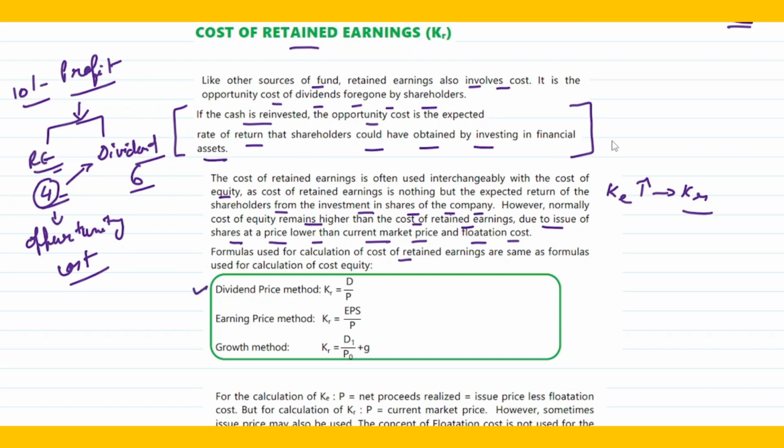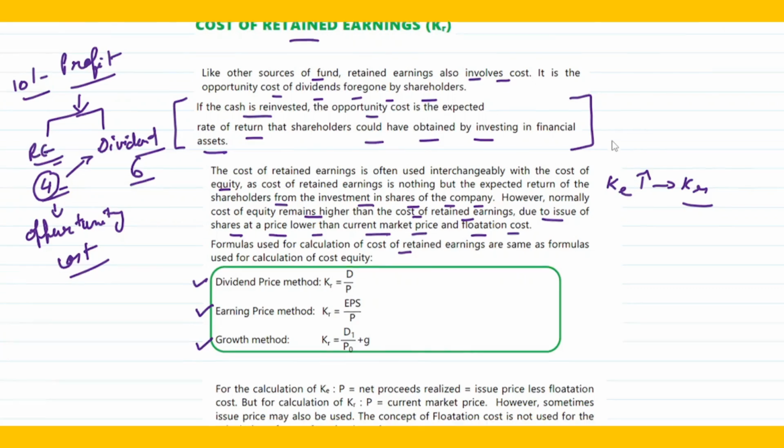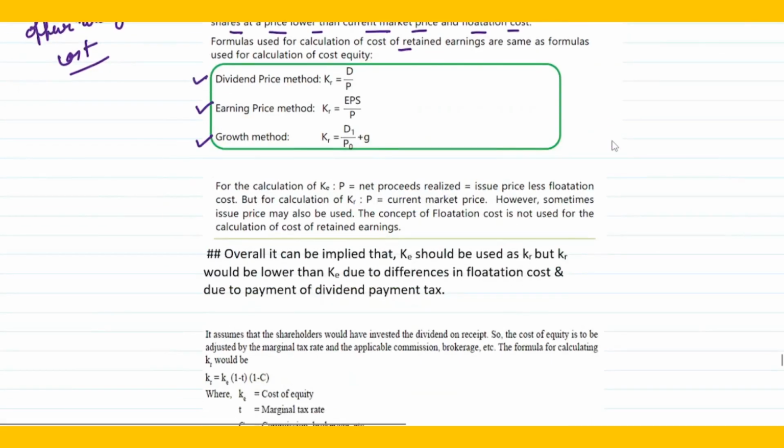Now, for example, the dividend price method. We all know what the dividend price method is. In case of equity, it was dividend divided by the current market price. Similarly, it is the case with the cost of retained earnings also. So it is the same, it is D by P. Similarly, if it is the earning price method, the formula is EPS by P. And in the case of the growth model, it is D1 divided by P0, that is the dividend for the first year divided by the current market price, plus the growth element that is there, right? So these are the various terms that are used.